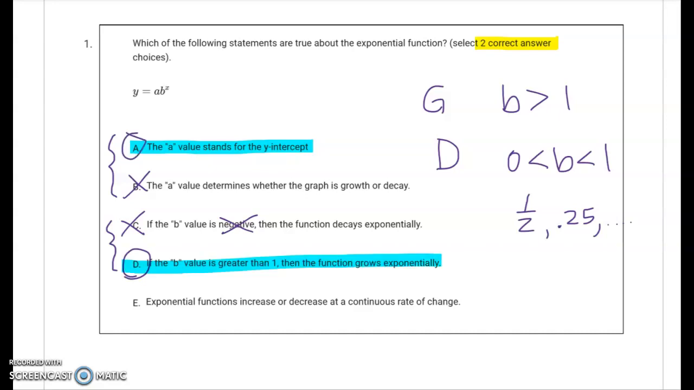And the last one is not correct because it is not a continuous rate of change. A continuous rate of change would be if it was a linear function, not exponential.